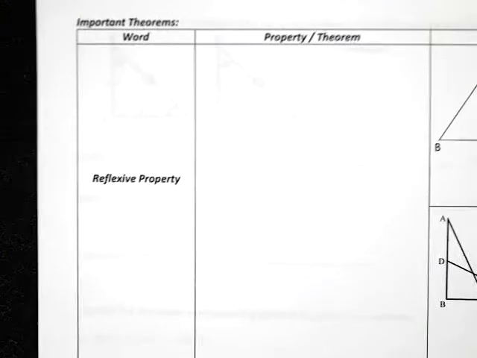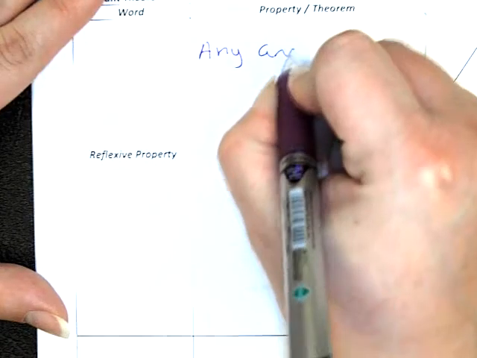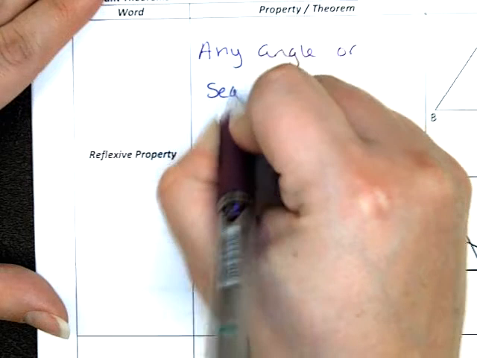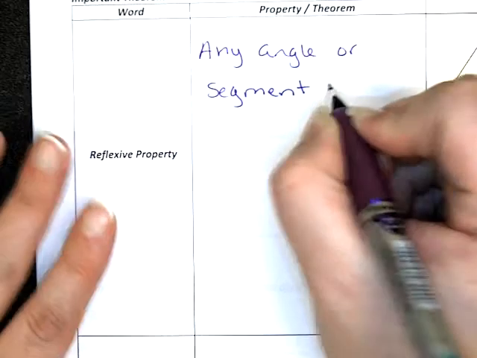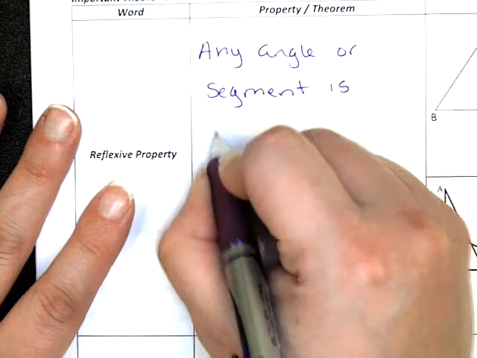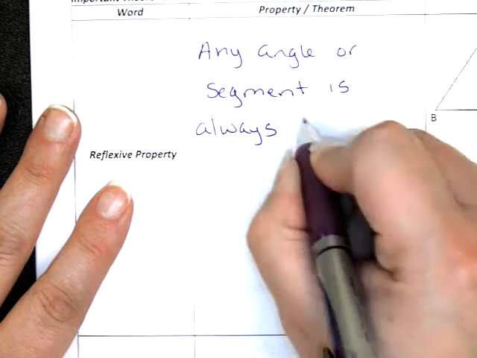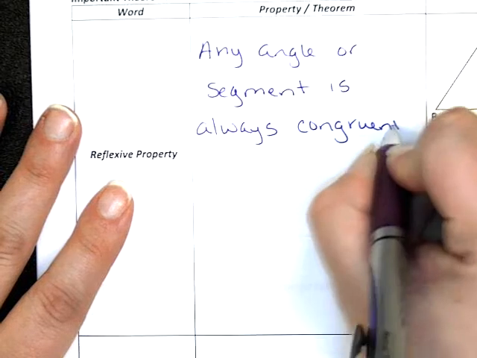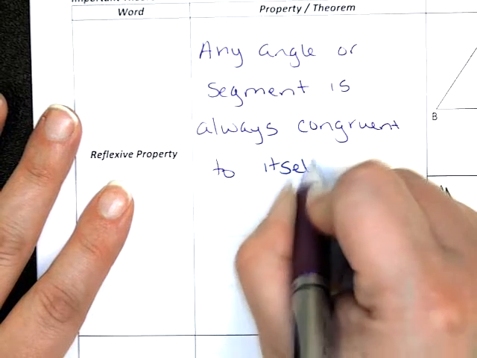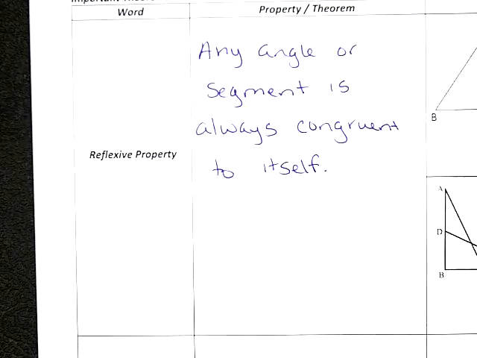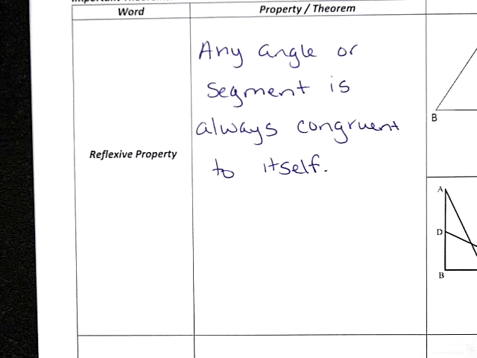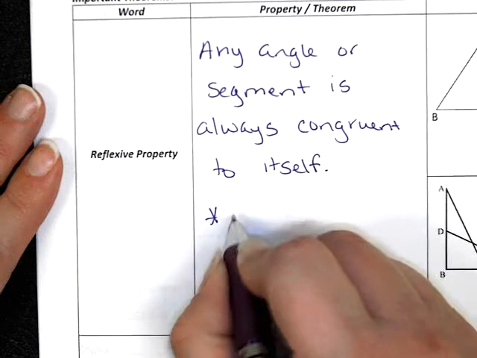Next thing we are going to talk about is the reflexive property. Okay, so the reflexive property tells us that any angle or segment is always congruent to itself. Okay, so anytime you have a segment or an angle, technically you can use reflexive property and say, hey, it's congruent to itself. The reason this is important is we are always going to look for a shared side or angle.